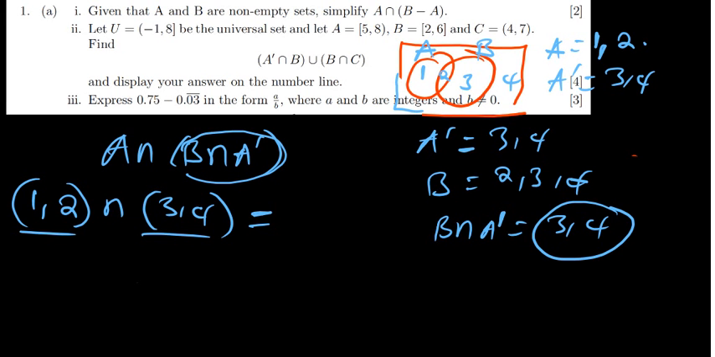What is the intersection there? We have A which is 1, 2, then B intersection A complement is 3, 4. So what numbers are found both in A and in B intersection A complement? None. So this is empty. It's not 0, it's empty.